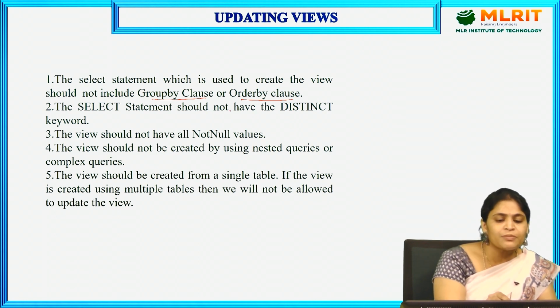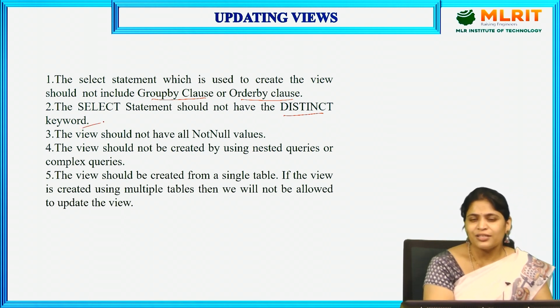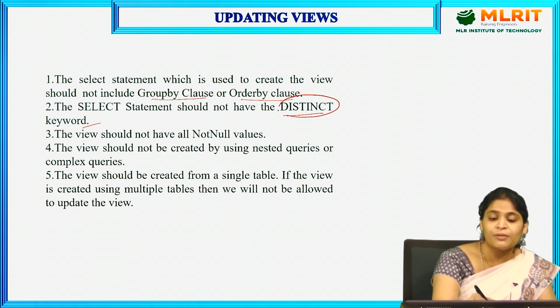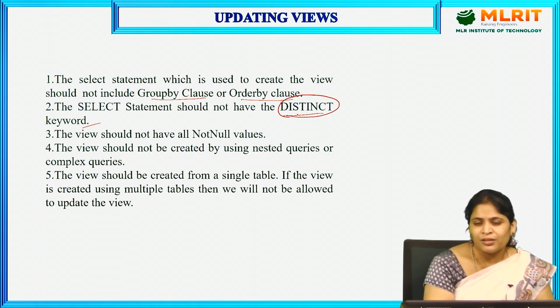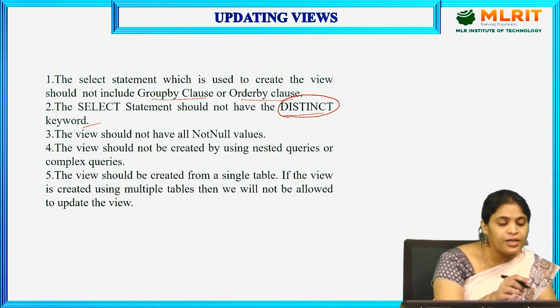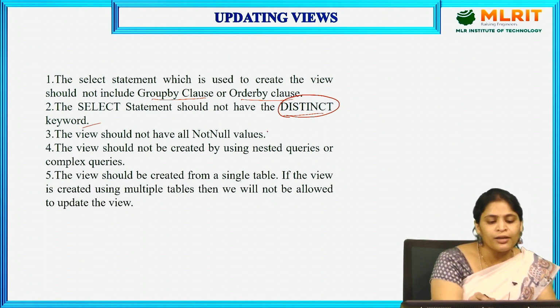Next, the select statement should not have the distinct keyword. So what is distinct here? Distinct is a particular keyword, nothing but a key constraint. We have already discussed the types of key constraints: unique, not null, right, distinct. So to update a view, the select statement must not contain the distinct keyword. Next, let us come to the third point. The view should not have all not null values.